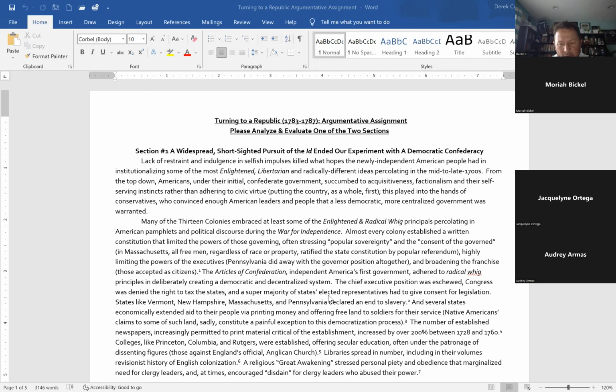And so the argument is that even the libertarians, Patrick Henry, Thomas Jefferson, even they became relatively quiet when it came to ratification of this new Constitution, because the argument goes, deep down, they knew that the conservatives were right, that we had tried a democratic, decentralized government and the people ruined it.